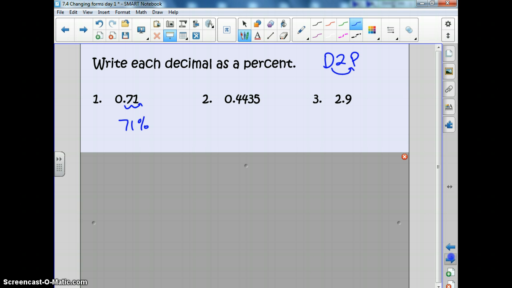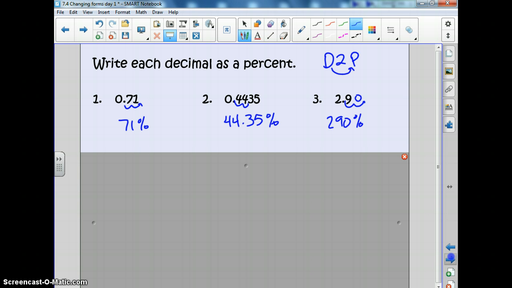This next one, number 2. Joey, what do you think? 2 places to the right. 2 places to the right, good. So it would be 44.35%. There you go. Number 3, Matt? 290%. You move it over twice. Fill in the 0 there, 290%.